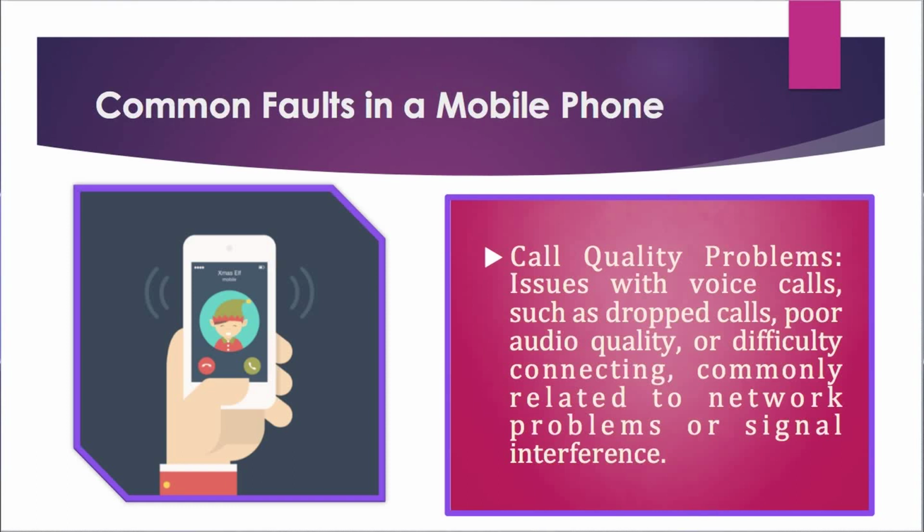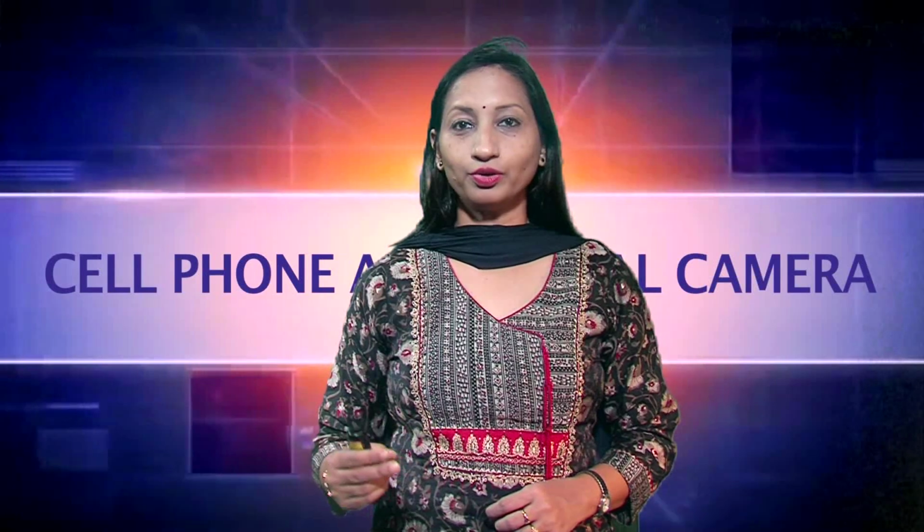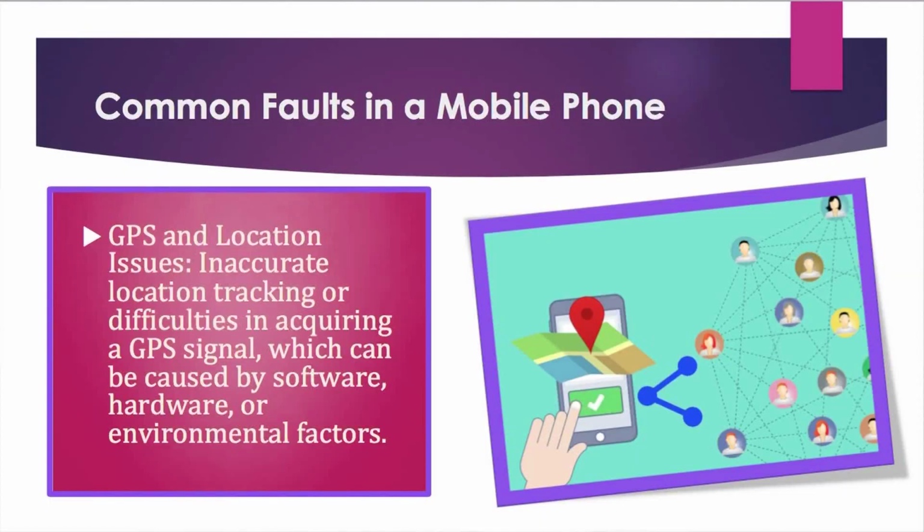or signal interference. The last problem that we are going to discuss is GPS and location issues. Inaccurate location tracking or difficulties in acquiring a GPS signal, which can be caused by software, hardware, or environmental factors. Resolving these issues frequently requires troubleshooting steps including software updates, application management, and in some cases seeking help from the device manufacturer or service provider.